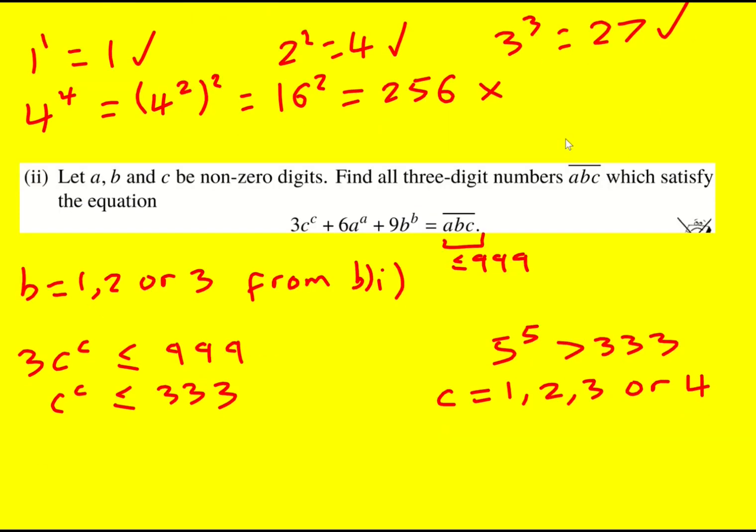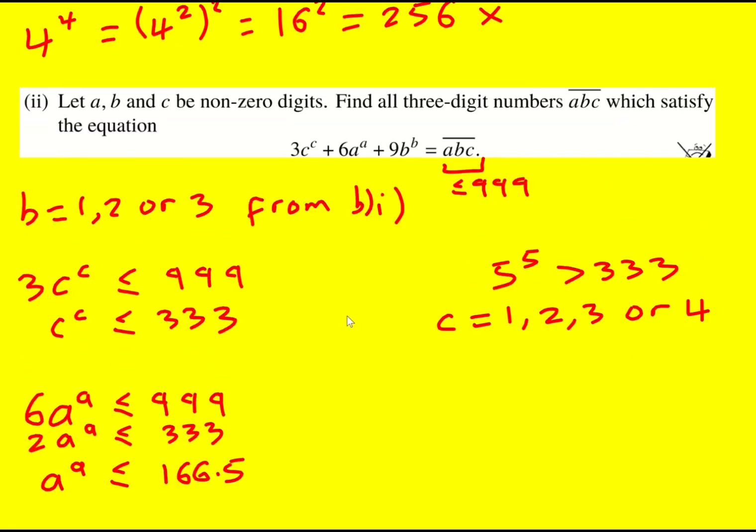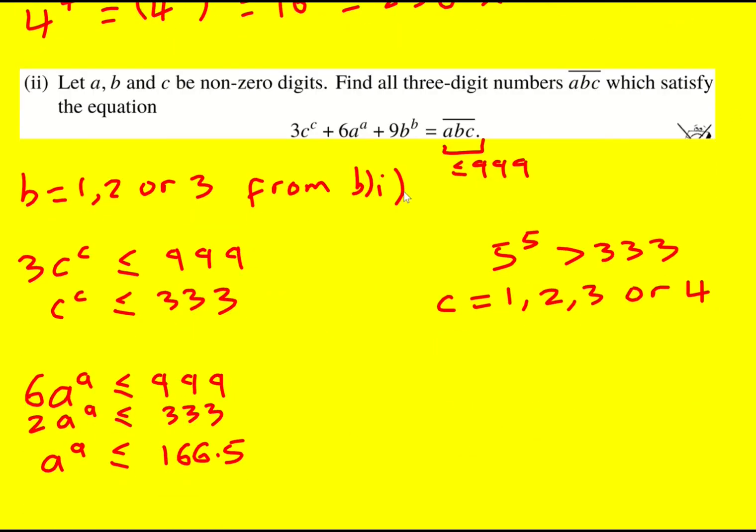Now let's do the same for a. We also need that 6a to the a is less than or equal to 999. So 2a to the a is going to be less than 333. A to the a is therefore going to be less than or equal to, if I find half of this, 166.5. So we're okay again with 1, 2, and 3, but not 4.